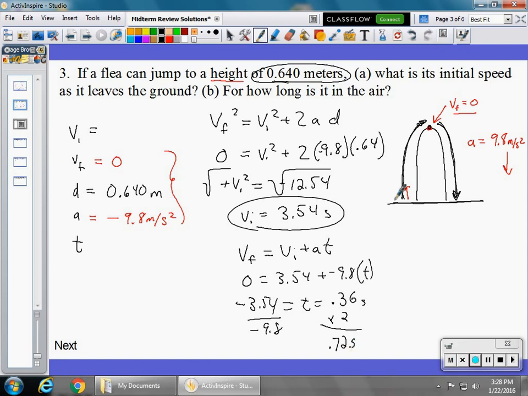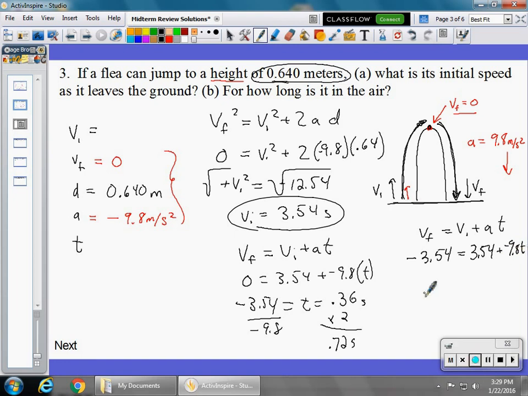Alternatively, you could say that, well, when I launch something up, I know that the V initial and the V final for something that's on level ground are going to be equal and opposite. That's another thing we remember about these. And we could use this same equation, equation number 1, in our kinematic equations, and use that final velocity. We could say when it hits the ground, we know it's going to be going negative 3.54 meters per second. When it launched, it was positive 3.54 meters per second plus negative 9.8 times the time.